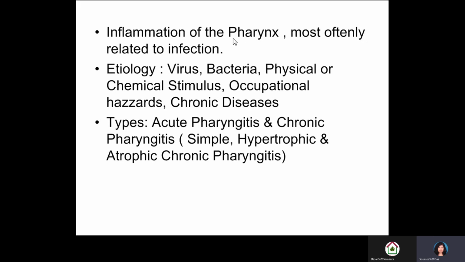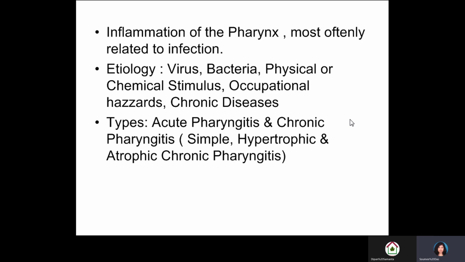What are the causative factors? These are virus, bacteria, physical or chemical stimulus, occupational hazard, and chronic diseases. Occupational hazard means those professions where the patient has to constantly shout or constantly keep on talking at a moderate level of voice. So overuse of the vocal apparatus can lead to pharyngitis. There are different types of pharyngitis.